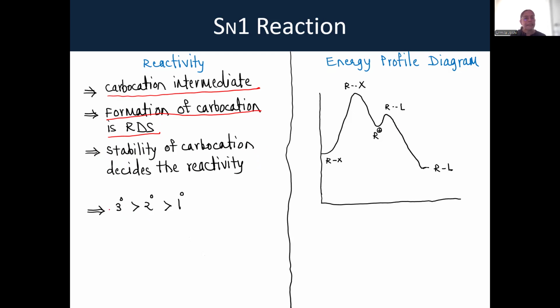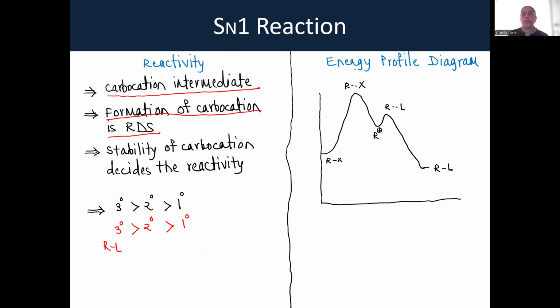Now, we have already seen in the lecture on carbocations that a tertiary carbocation is more stable than secondary, which is more stable than primary. Therefore, a tertiary substrate, if RL is tertiary, reacts very fast in an SN1 reaction, followed by secondary, followed by primary substrate. So the reactivity of the substrate in SN1 reaction is tertiary greater than secondary greater than primary.